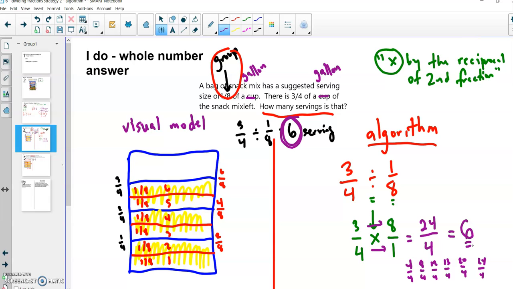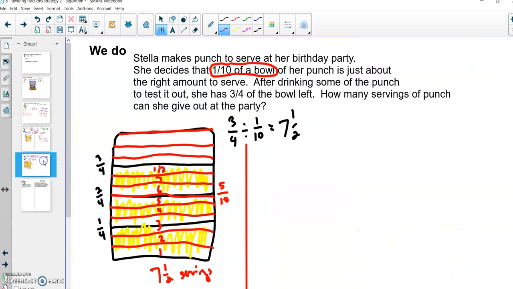All right, let's try one in your notes. So go ahead and find yesterday's example. Yesterday we did this example with the visual model. And it was particularly difficult, right? Because we didn't end up with an exact number of servings. We ended up with like a partial one. So this was a particularly hard one to do with the visual model. Let's see how it goes with the algorithm.